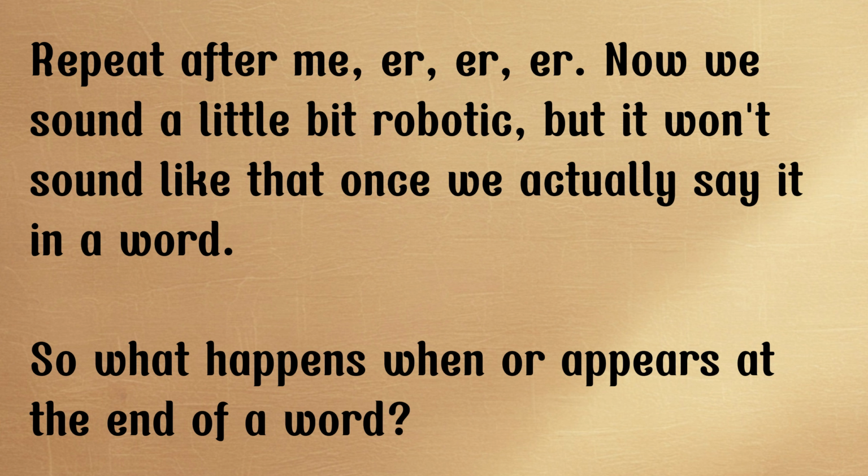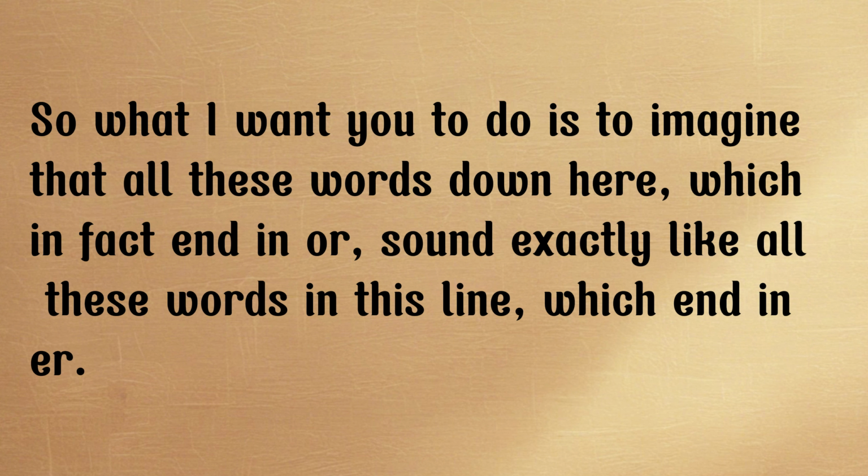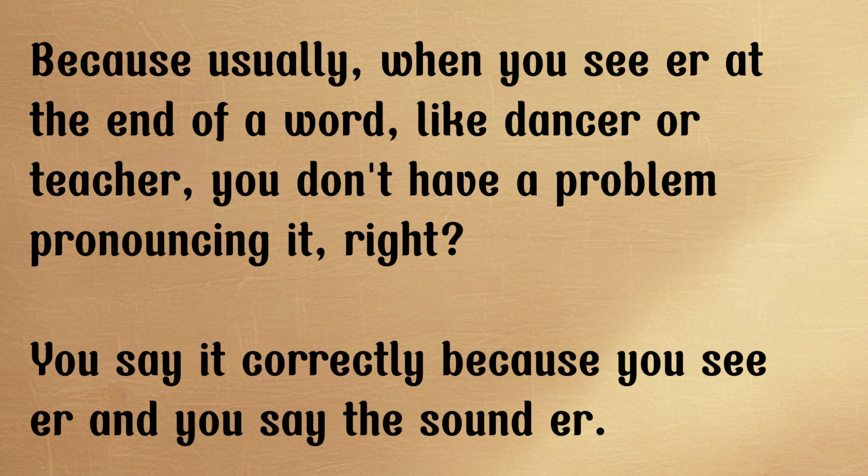So what happens when "or" appears at the end of a word? It becomes reduced, shortened, and we don't stress it as much as when we were saying it at the beginning of a word, okay? So what I want you to do is to imagine that all these words down here, which in fact end in "or", sound exactly like all these words in this line, which end in "er". Because usually, when you see "er" at the end of a word, like dancer or teacher, you don't have a problem pronouncing it, right? You say it correctly because you see "er" and you say the sound "er".